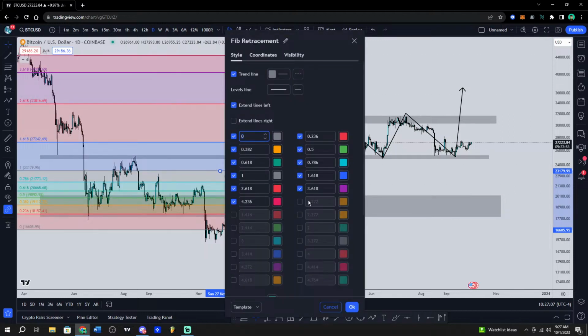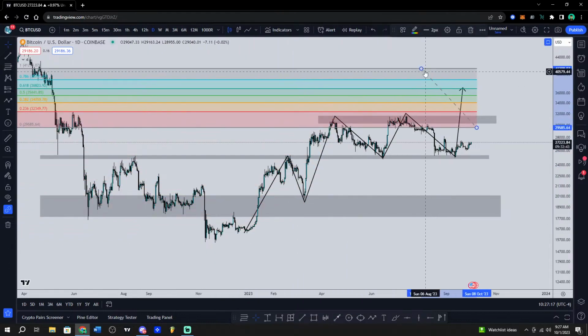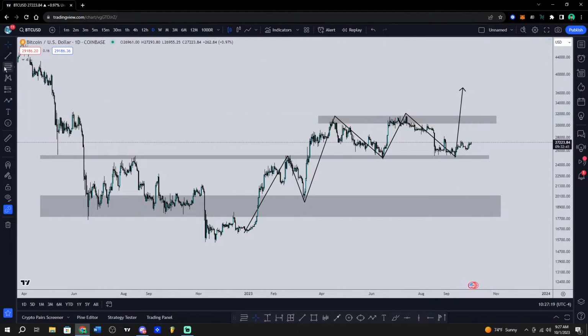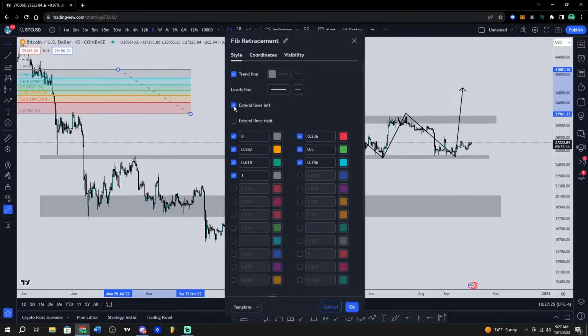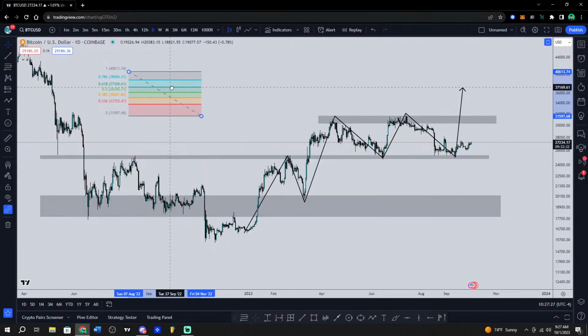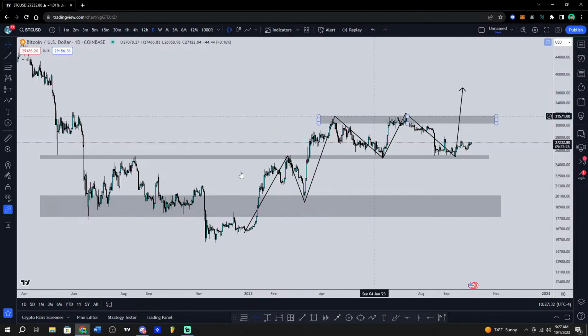So I don't need all of that. I'm going to get rid of everything that's not 1 through 0. And I'm just going to get rid of this. For some reason, it extended. Oh, I did something. There we go. All right, so this is just your basic Fibonacci, okay, guys?